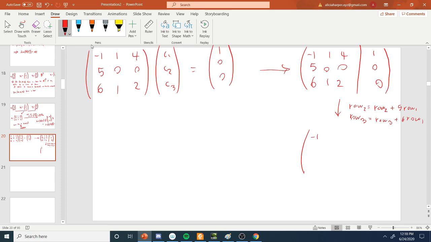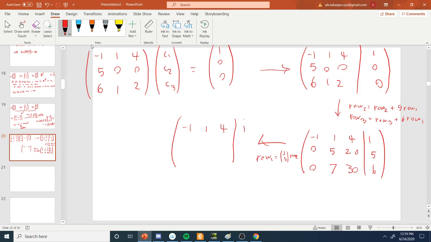If we do that, we're going to have negative 1, 1, 4, 1, 0. And then here we'll have 5, and here we'll have 6. This will cancel, this will cancel. I'll have 5 here, 20 here. And then I'll have 7 here. 7 times 4 is 28. 28 plus 2 is 30. So I have this. And now I'm going to scale row 2 by 5. So I'll set row 2 to be equal to 1/5 row 2. And so I have negative 1, 1, 4 for the first row, 0, 1, 4, 1 for the second row, 0, 7, 36 for the third row.